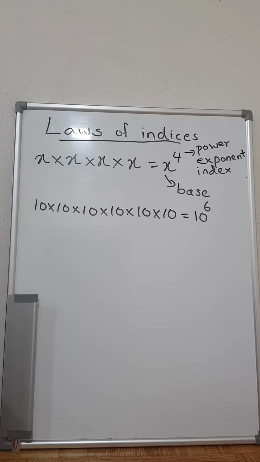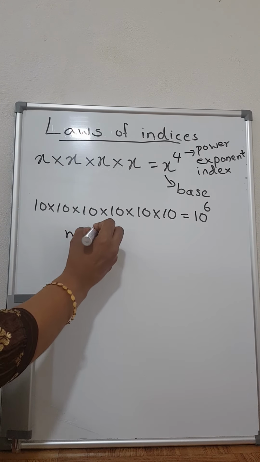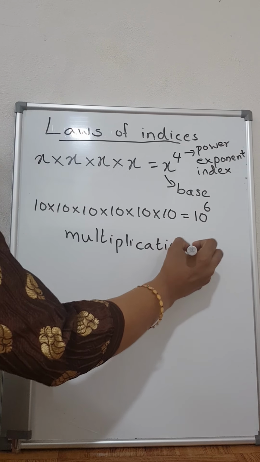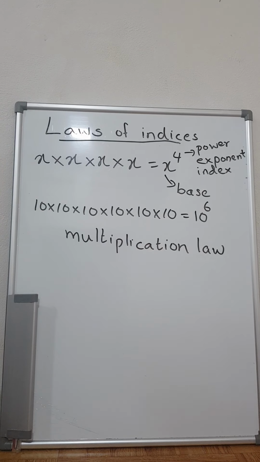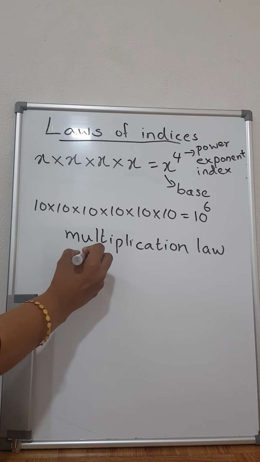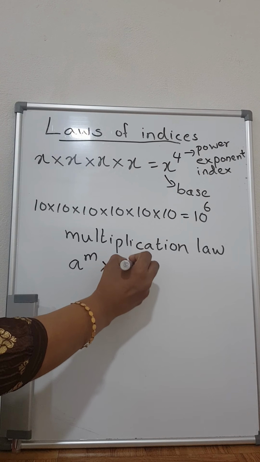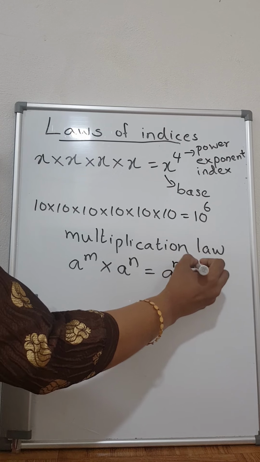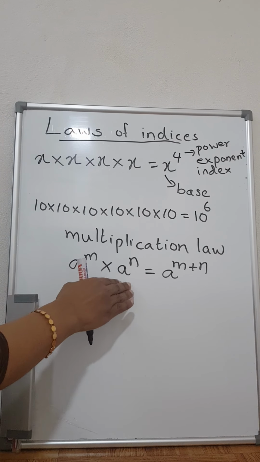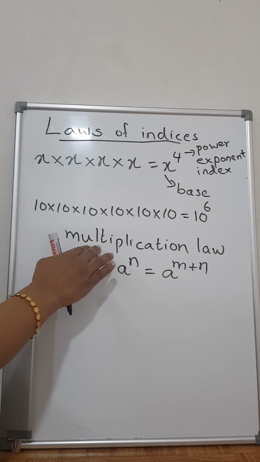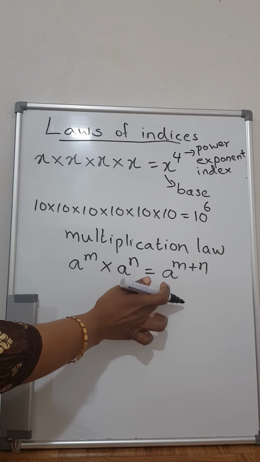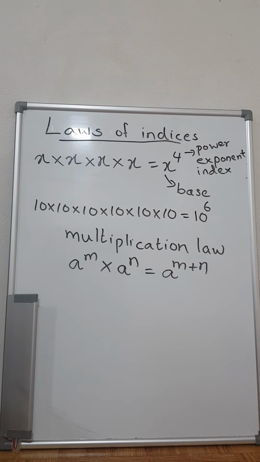First, we will learn the multiplication law in indices. According to the multiplication law, a to the power m times a to the power n equals a to the power m plus n. You see here, both the bases are the same, but the indices are different. So we have retained the base and added the powers.